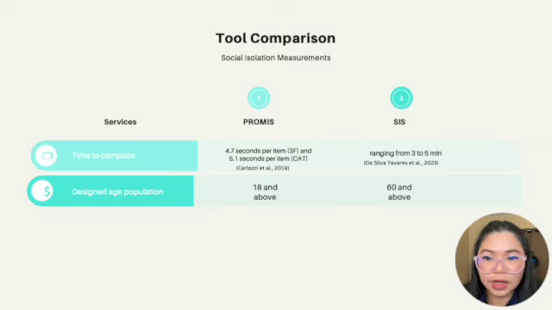In PROMIS SI, time to complete the questionnaire would be around 5 seconds, and it's designed for 18 years old and above. And on the other hand, SIS, time to complete ranges from 3 to 5 minutes, and it's designed for 60 years old and above.